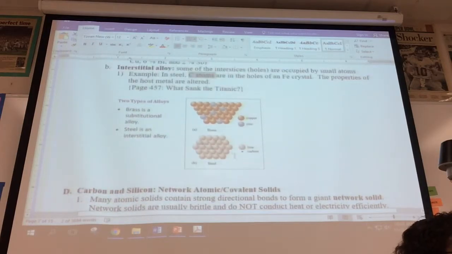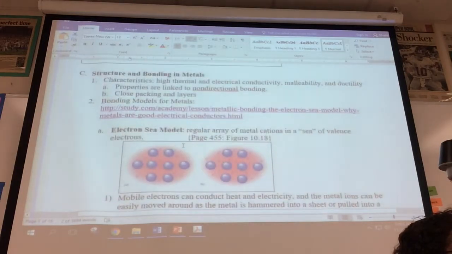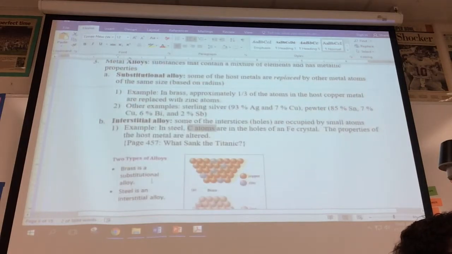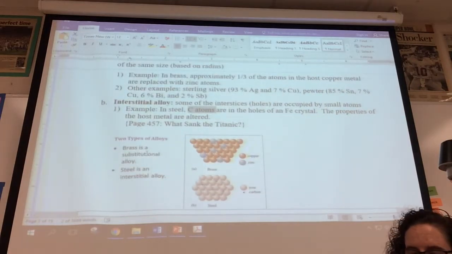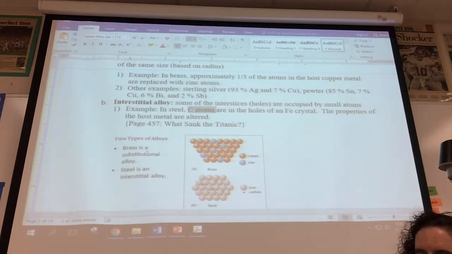And you might be asked a very simple question. It might show you a picture of this. Is it a substitutional or interstitial alloy? Why are interstitial alloys typically stronger than that of substitutional? Something pretty straightforward. But in regard to the metals, you want to understand that electron sea model, and then you want to know the difference between the two types of alloys. Questions there?